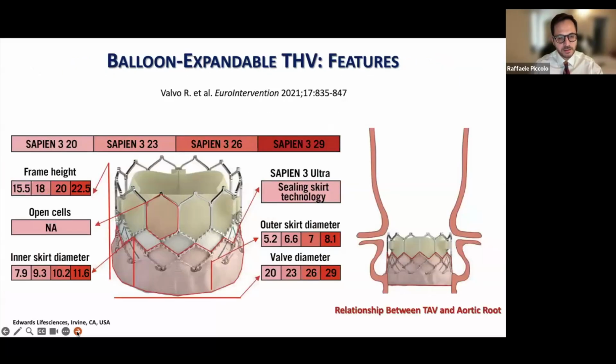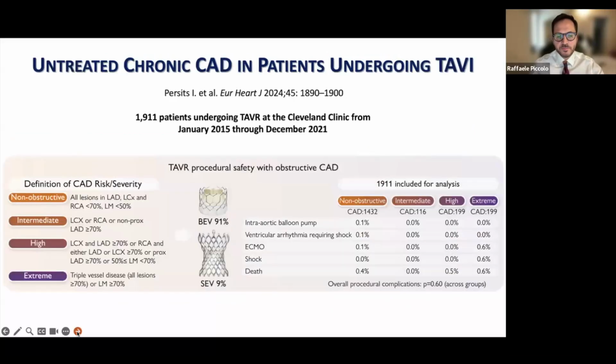a Cleveland Clinic study, you can see here, if you look at the previous one, sorry, yes, this one. If you look at the broad spectrum of coronary artery disease, from non-obstructive to extreme, the procedural complications were not different between patients with extreme versus non-obstructive coronary artery disease. So this is probably something that we need to keep in the context also of the NOTION-3 trial.